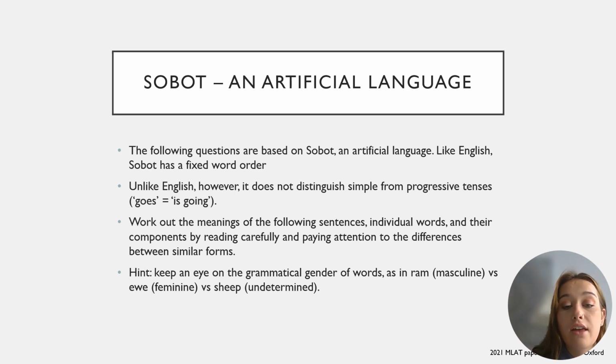So you have to look at the following sentences and words and create a list of grammar rules from it, and then answer the questions based on that. And they give you a hint. So they say keep an eye on the grammatical gender of words. So how in English you have ram, which is masculine, ewe, which is feminine, and then you've got sheep, which is neither. Keep an eye on those feminine, masculine, and neutral words. Okay, so let's get started.